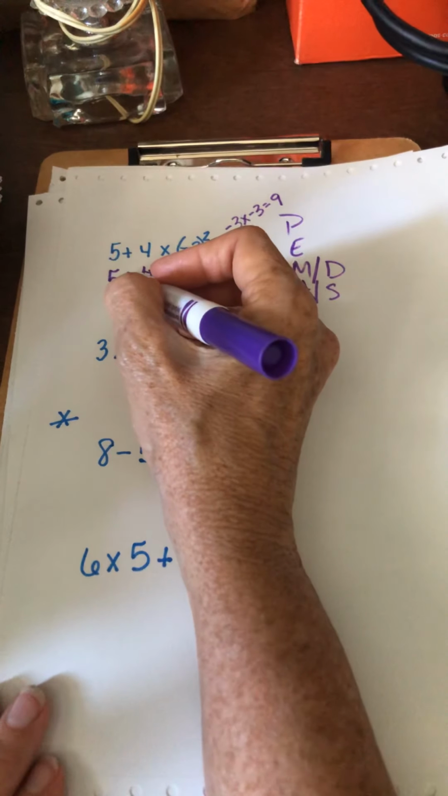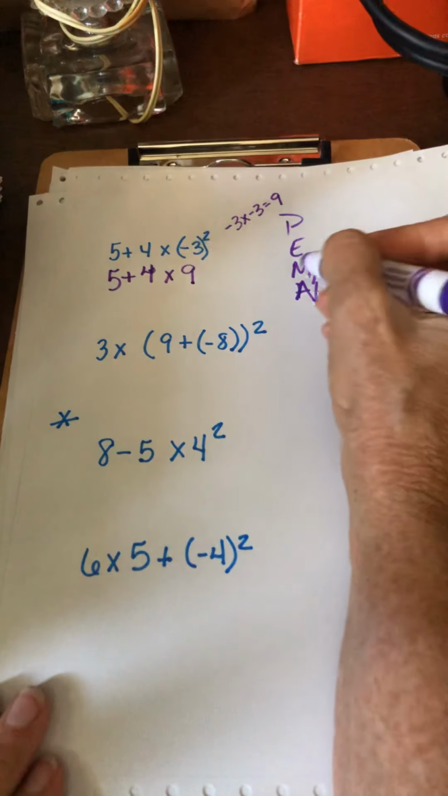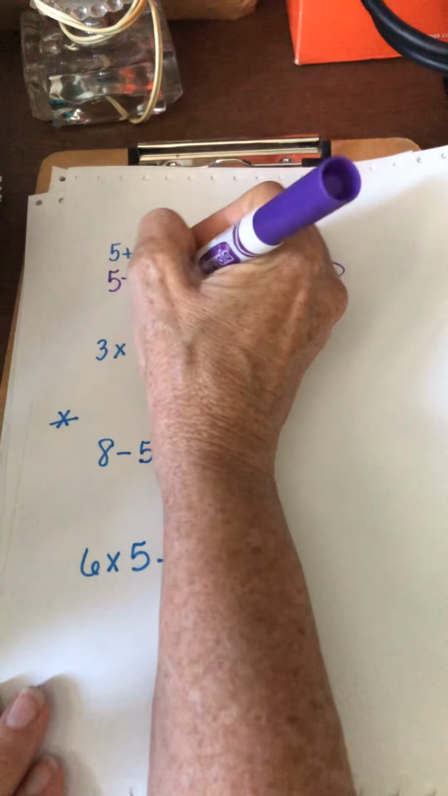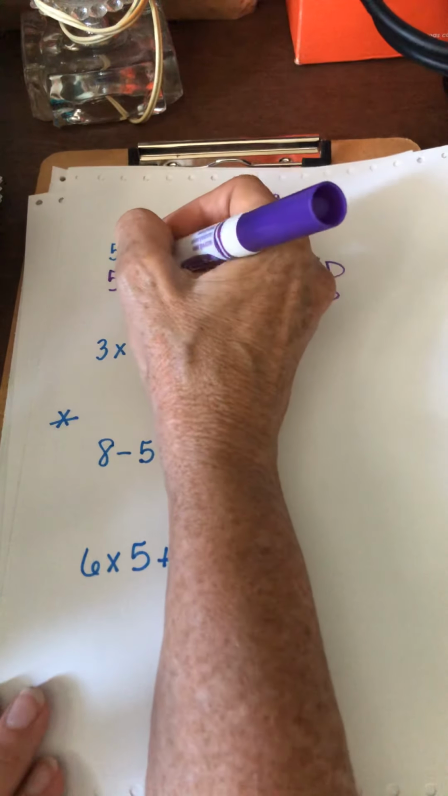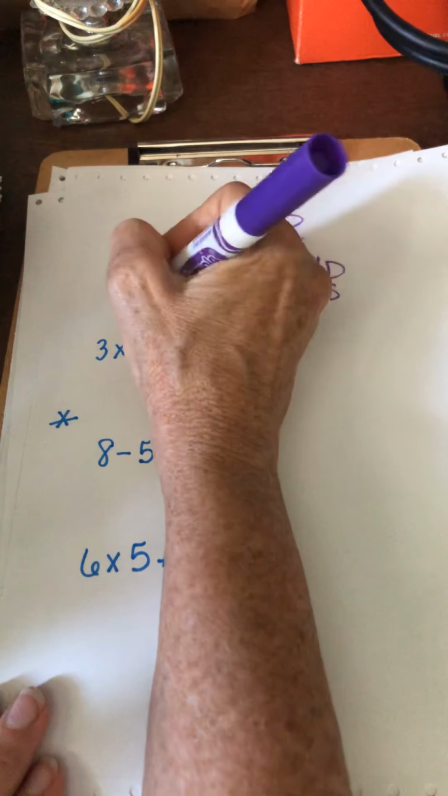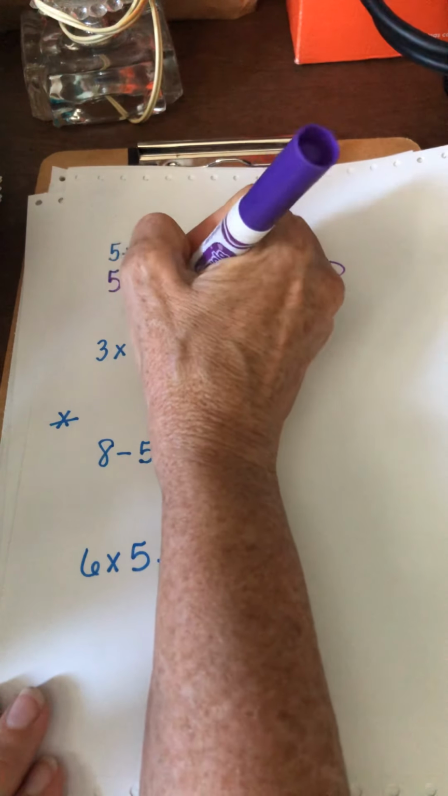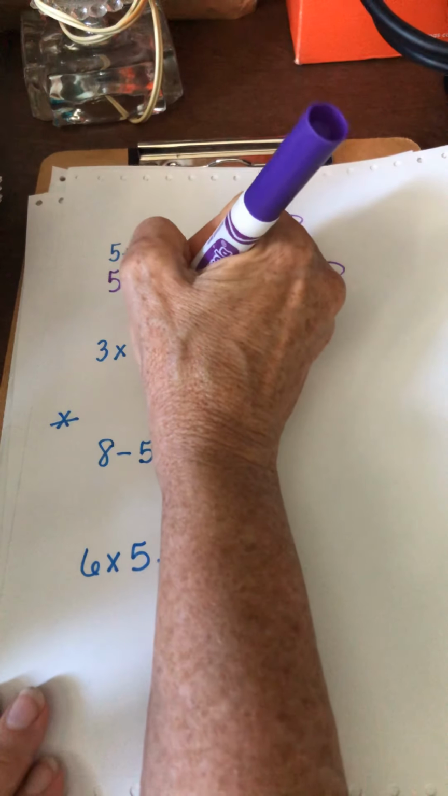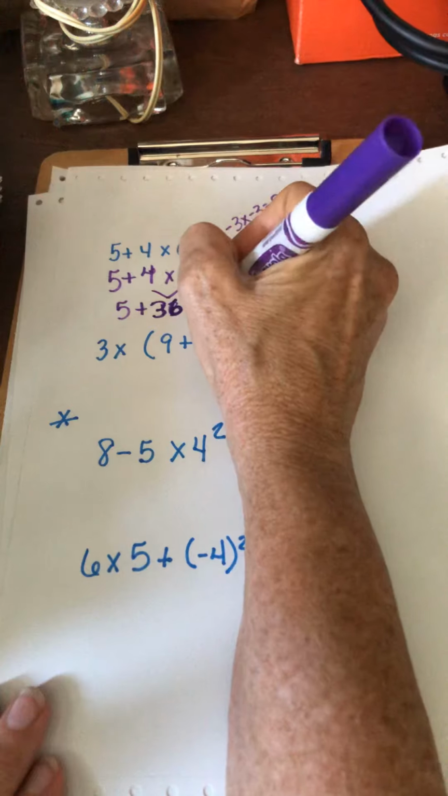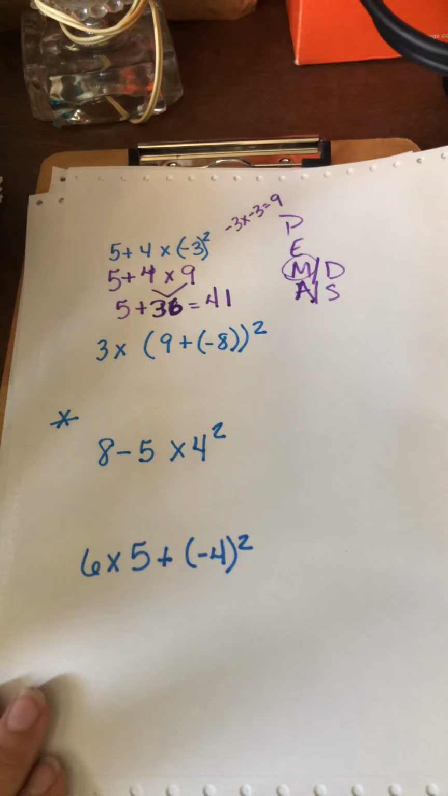Now I have an addition and I have multiplication. Multiplication is clearly above addition, so I do that next. 4 times 9, oops, sorry. 4 times 9 is 36 plus the 5 gives me 41.